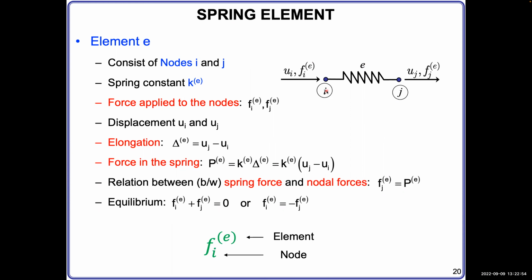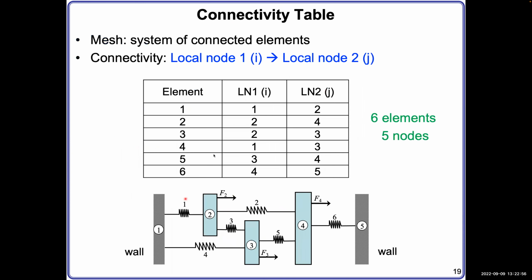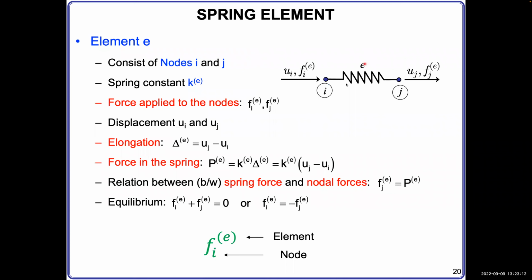If you go back to here, for the element 1, E equals 1, I equals 1, J equals 2, right? From left to right. For the element 2, E equals 2, I equals 2, J equals 4, right? Same thing. So to be generalizable, E, I, J, we use this to denote this spring. And you see the node number is enclosed by the circle. That's our convention. Now, this element E consists of nodes I and J.